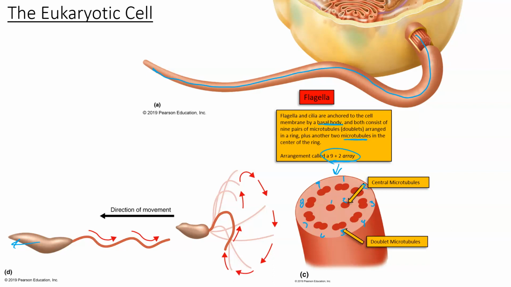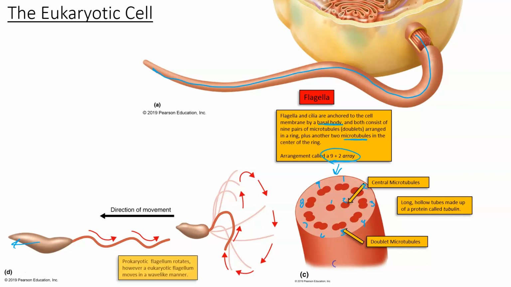Those are both made of tubulin, which is a protein specifically associated with microtubules and the eukaryotic cytoskeleton. Okay, tubulin, as you recall, is a long hollow tube made up of protein. The protein is actually called tubulin. It makes up microtubules, and those are the largest component of the cytoskeleton within a eukaryotic cell.